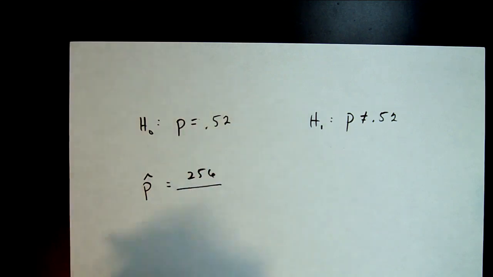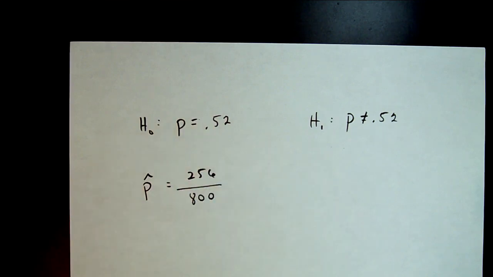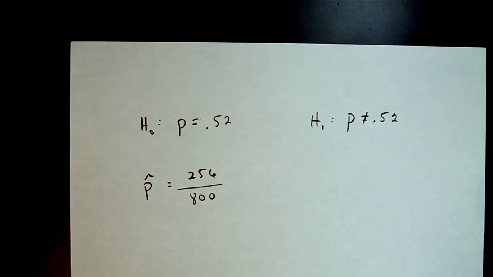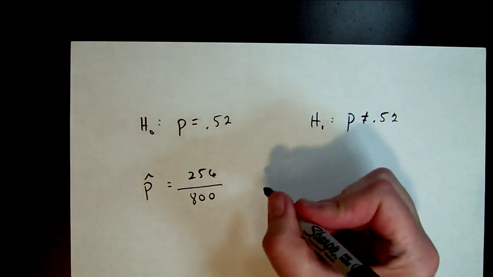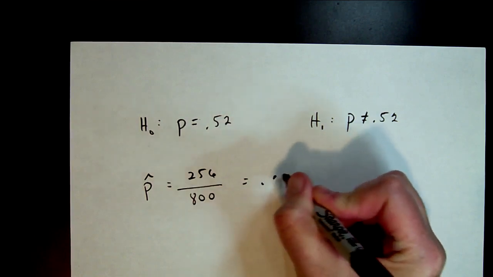We have a point estimate using a current sample. And in that point estimate, 256 out of 800 had the characteristic we're investigating, which is feeling like not enough math and science is taught to their high school children. And that works out to be 0.32.